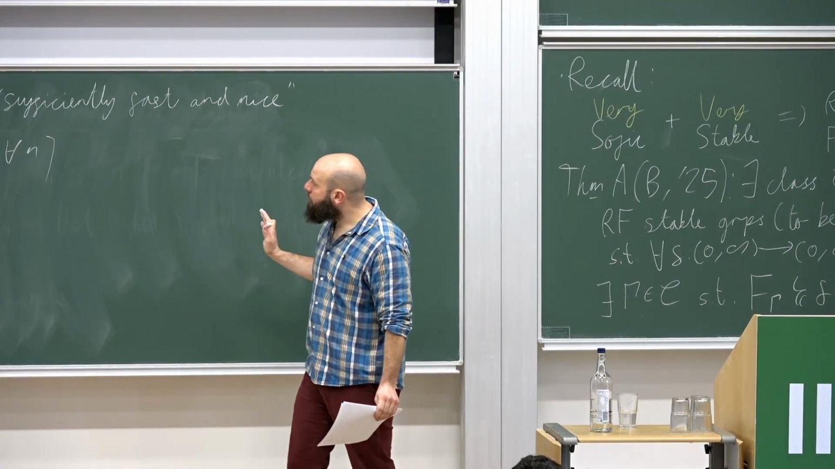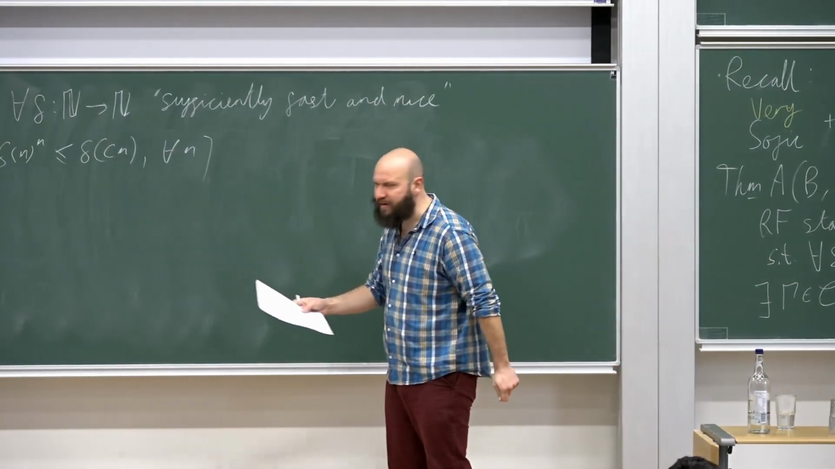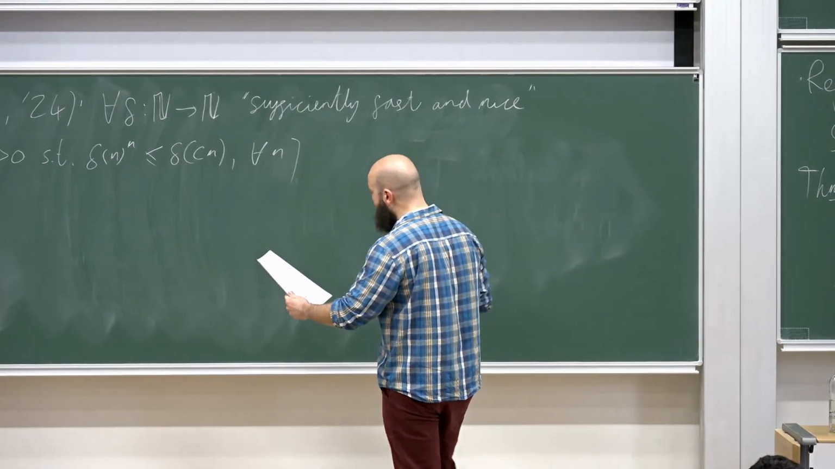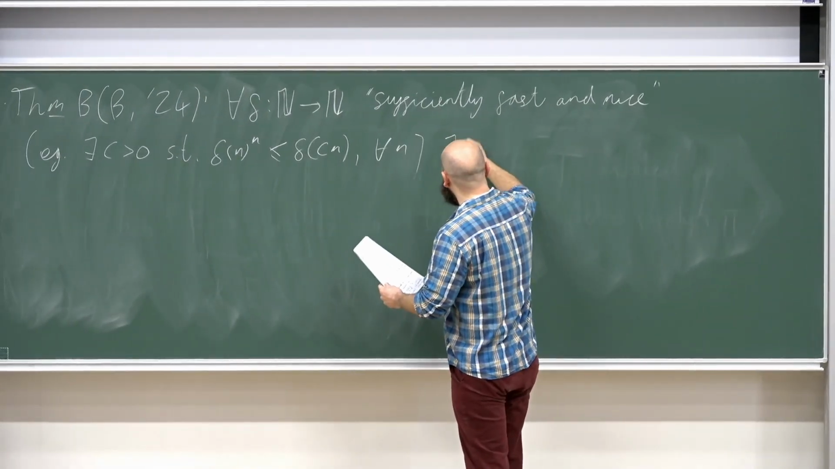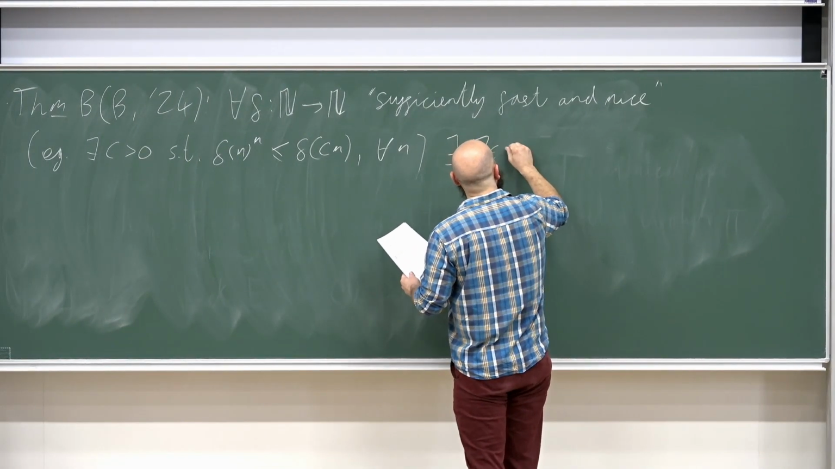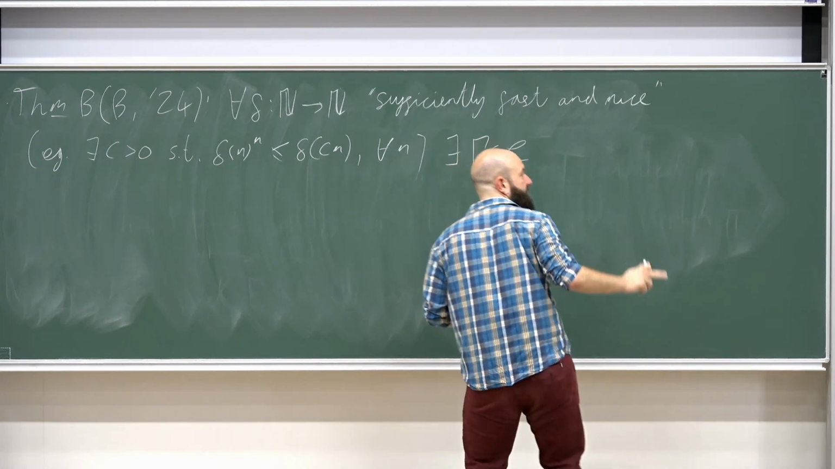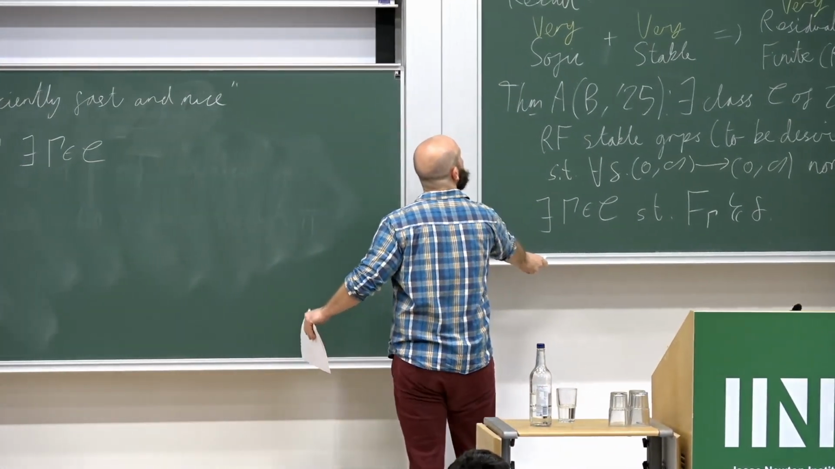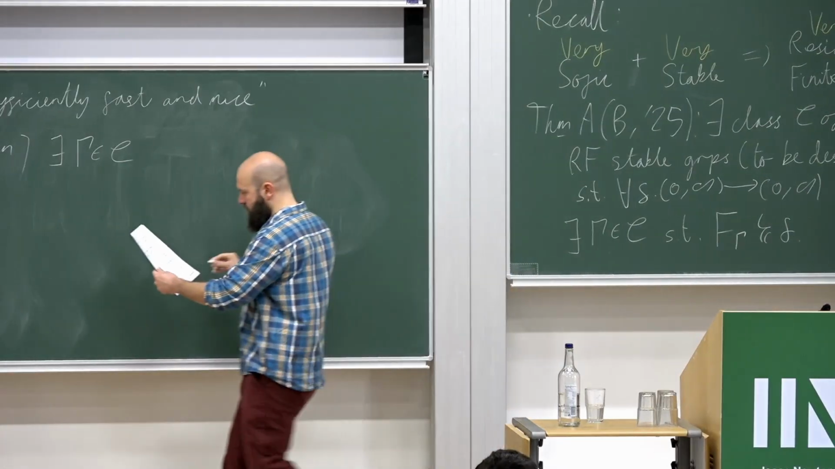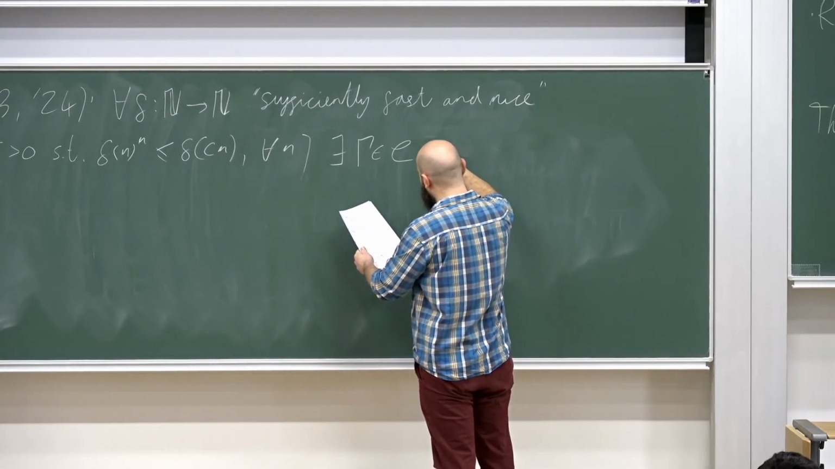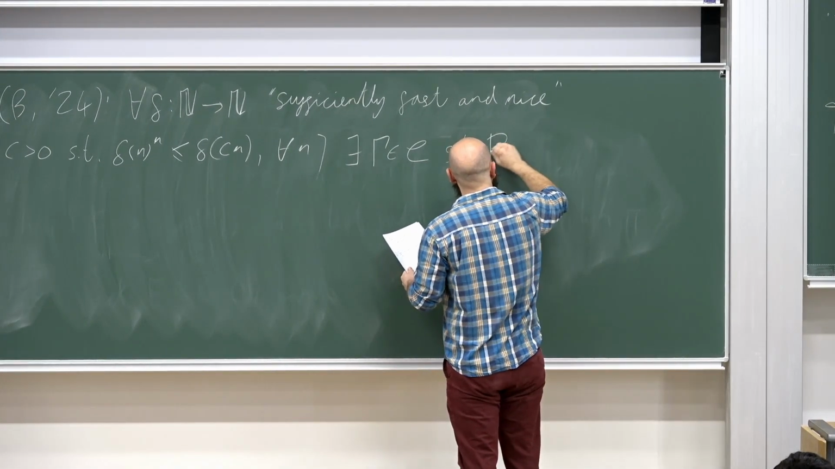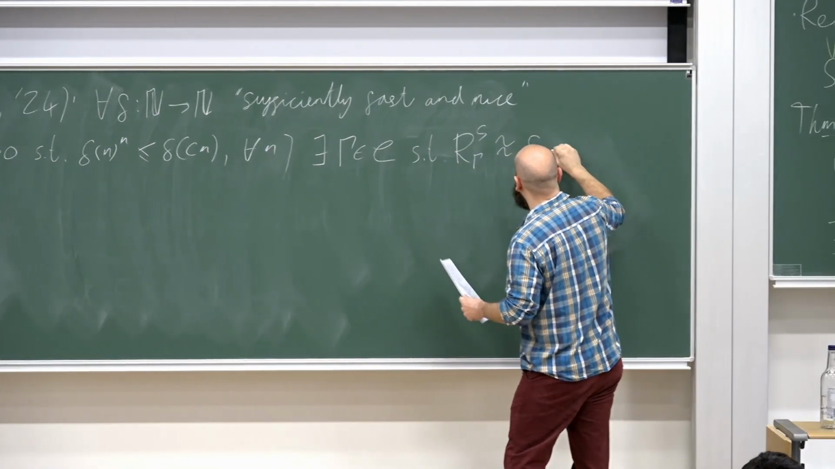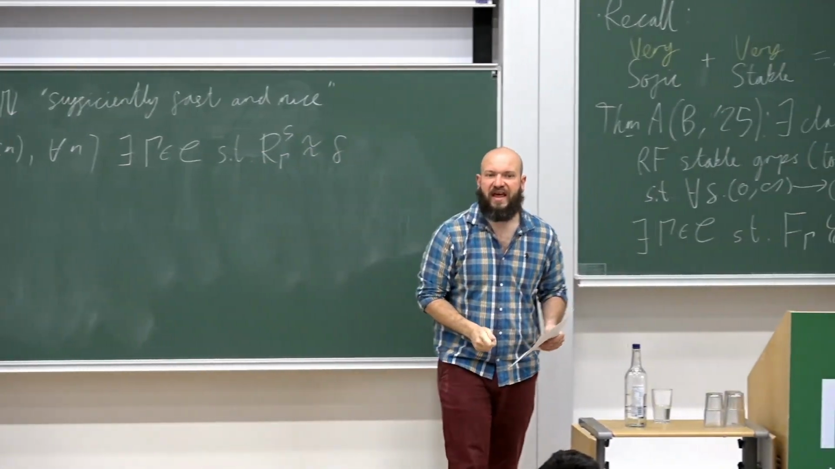You can get weaker statements than what I'm about to write for slower growth functions as well. So for such functions, there exists a group gamma in my class C, the same class as in theorem A, such that the full residual finiteness growth is equivalent to the function f.